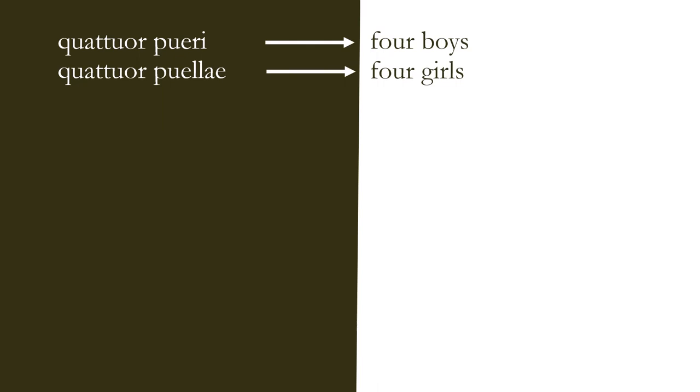So, quattuor pueri is four boys. Quattuor puellae is four girls. And you'll notice that four, being indeclinable, is going to be the same.